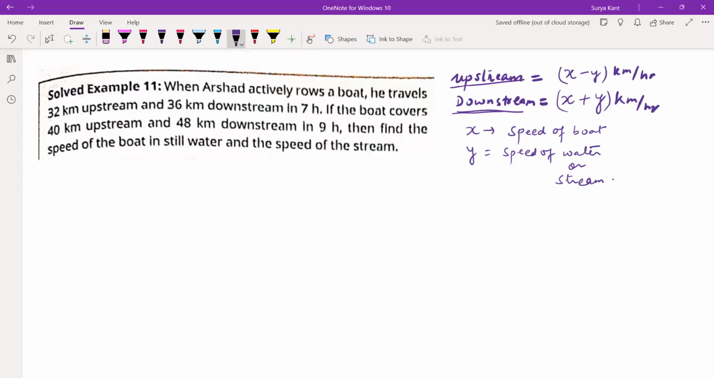Yes, very good. So now the question here is asking: when Arshad actively rows a boat, he travels 32 kilometers upstream and 36 kilometers downstream. So this is the distance of upstream. That is how much?